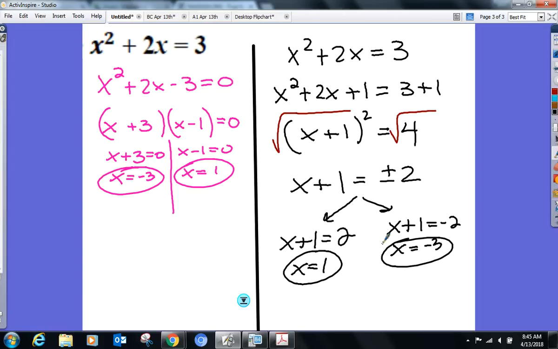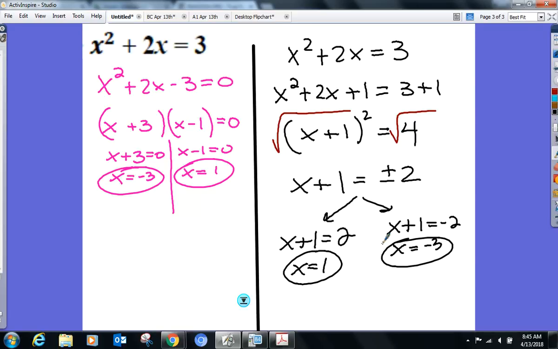I'm ready for a third way today. Because let's face it, are you going to be able to factor everything? No. And I know some of you guys hate it when you complete the square and there's decimals involved. So I'm giving you a third way today to solve these equations that start out with x squared.